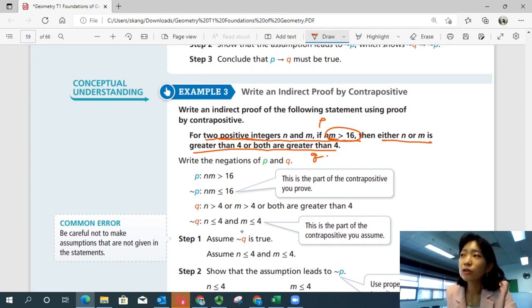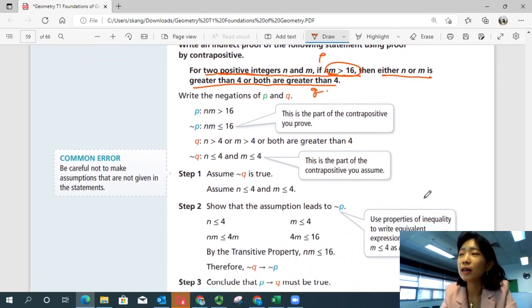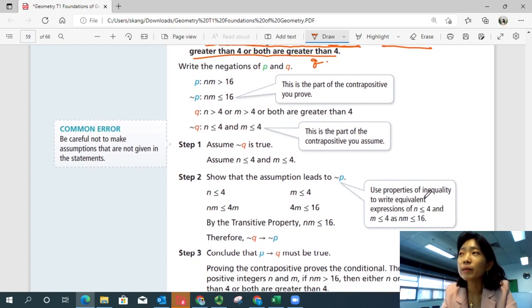And the negation of the conclusion would be n less than or equal to 4, and instead of or, it's and: m is less than or equal to 4. Okay, it has to be both. This not Q is the part of the contrapositive you will assume, and this not P would be the part of the contrapositive you prove. So we're going to assume that not Q is true: n is less than or equal to 4 and m is less than or equal to 4. We're going to show that assumption leads to not P, that n times m is going to be less than or equal to 16.